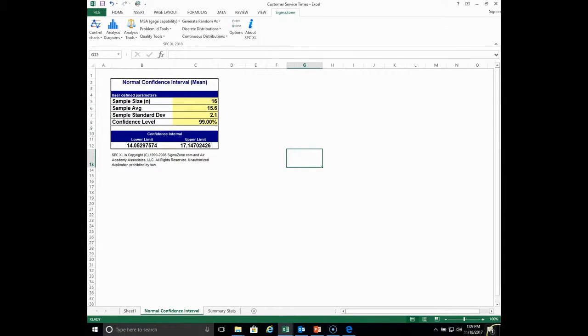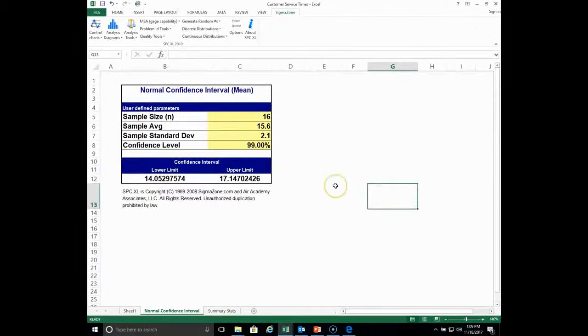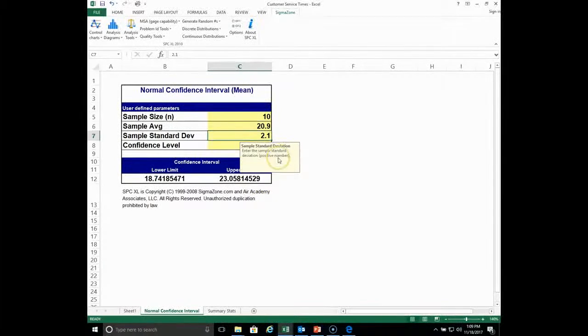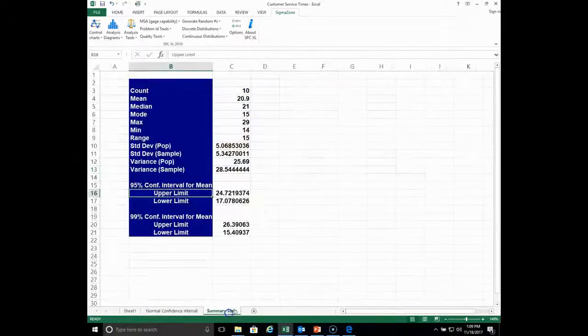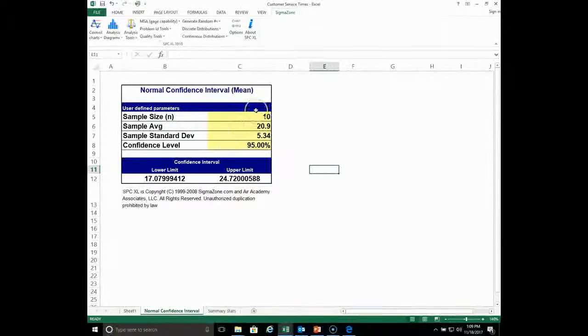Let's blow this up a little bit so you can see it. Our sample size was 10. The sample average was 20.9. The sample standard deviation was a whopping 5.34. I don't expect you to remember that. And let's say we want 95% confidence, and there is the lower and upper limit for us, just like we had in the summary stats. The summary stats, we had 17 up to 24, and in the normal confidence interval generated in this option 2, we have the same thing.